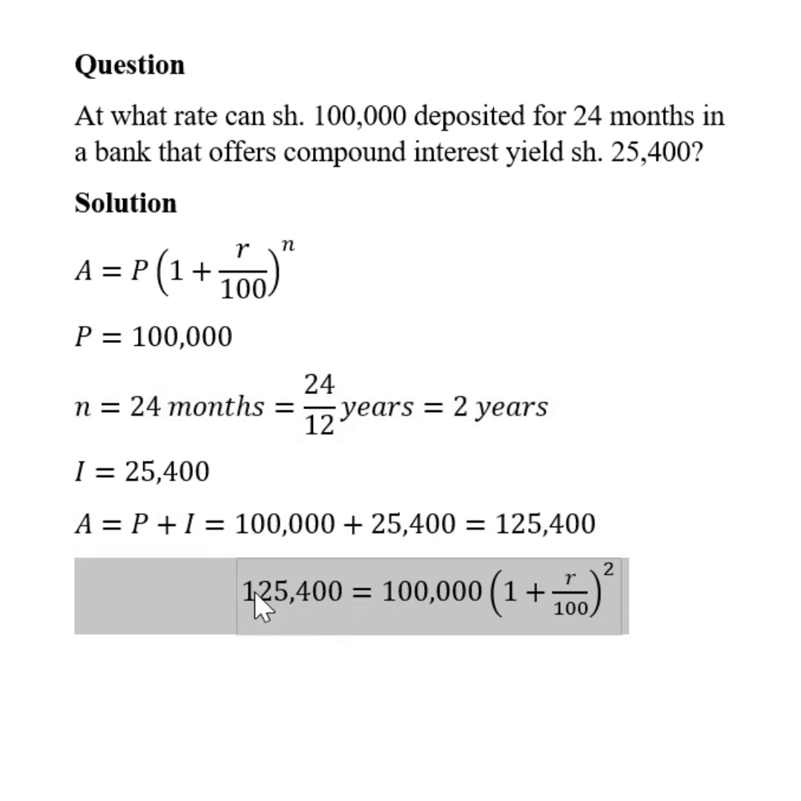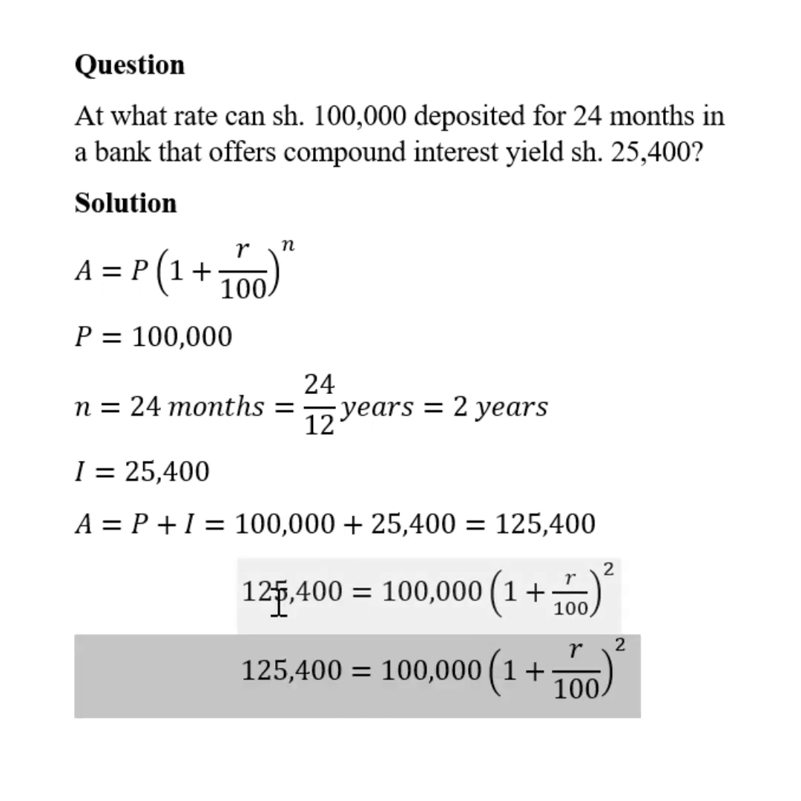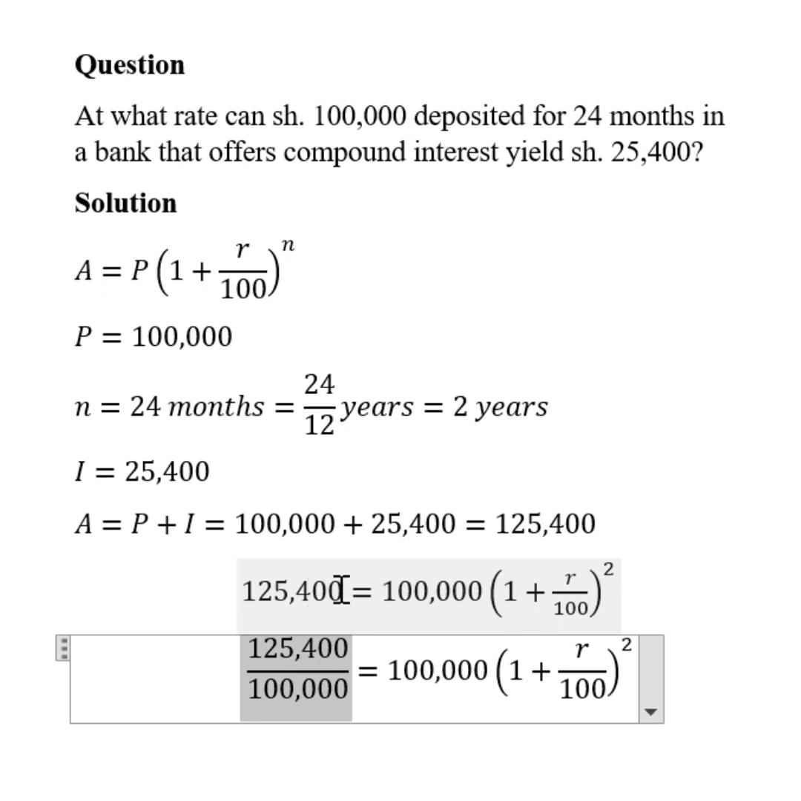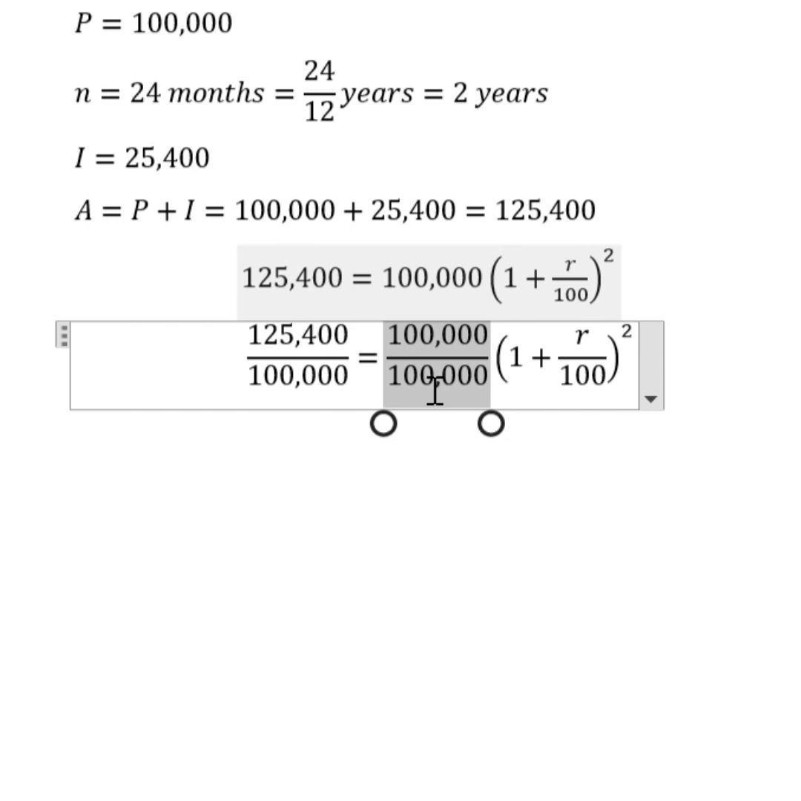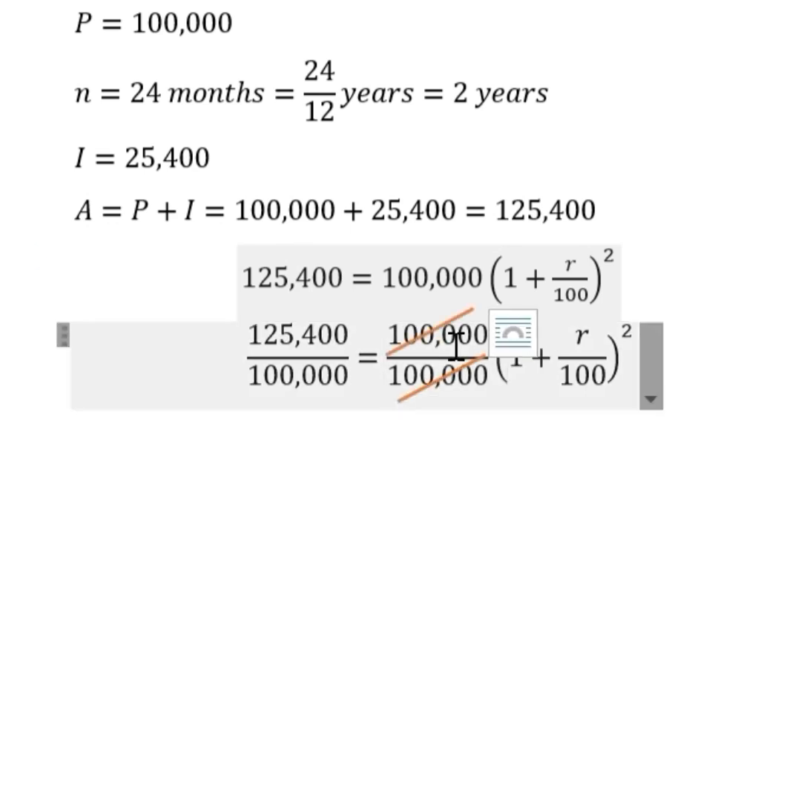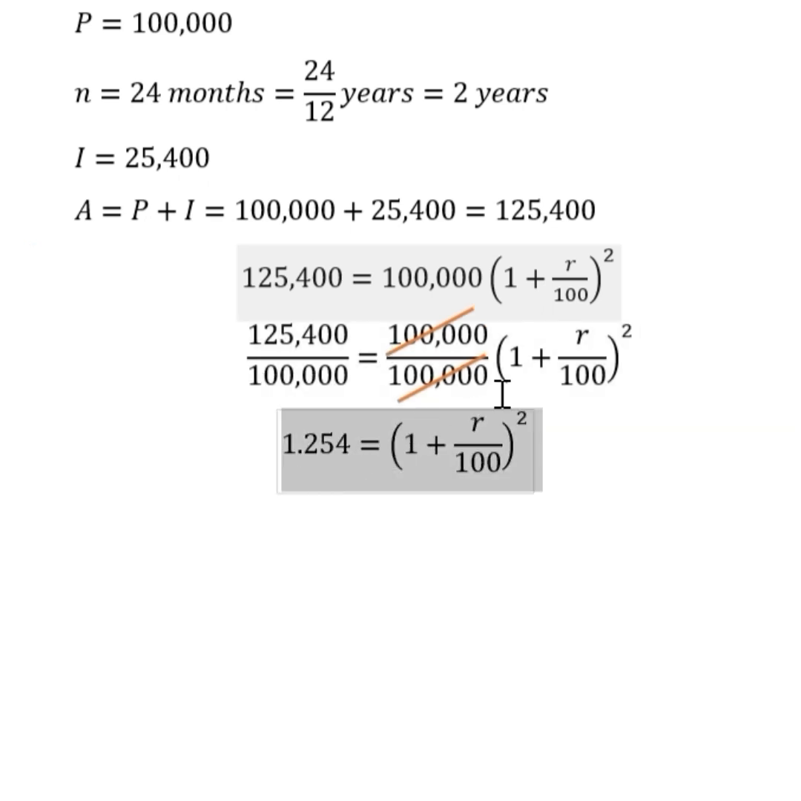So the next thing is to remove this P, and we can remove it by dividing both sides by the 100,000. So if we do that, you will have 125,400 over 100,000 is equal to 100,000 over 100,000 into what we have here. So you want to eliminate this 100,000, which is actually the principal. So you realize that this 100,000 and this 100,000 cancel. So 125,400 divided by 100,000 gives us 1.254, being equal to (1 plus r over 100) squared.